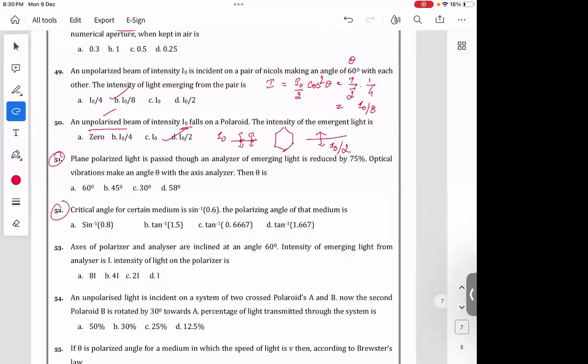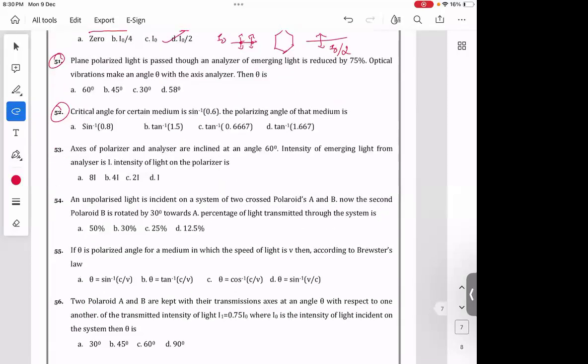This is not required. You can solve this by using the same concept of Malus law, students. You can solve that later. You don't require this polarizing angle. Even this, you can also try later. If you want, you can solve the 54th now itself.